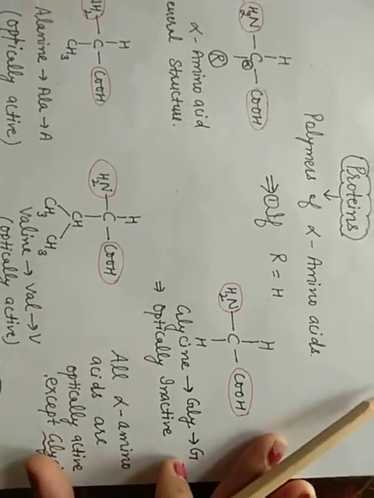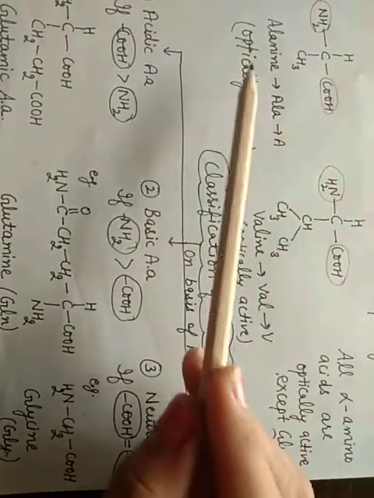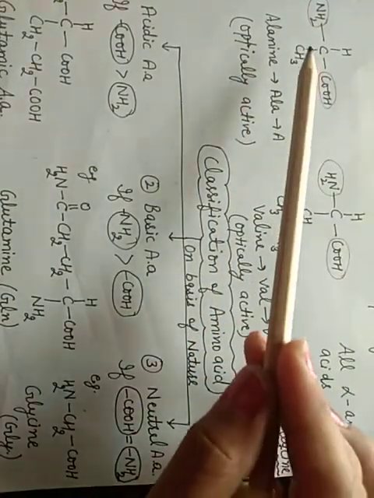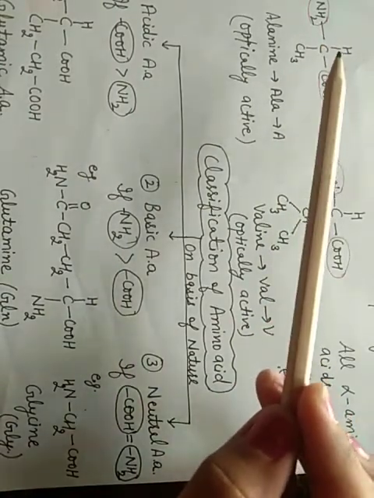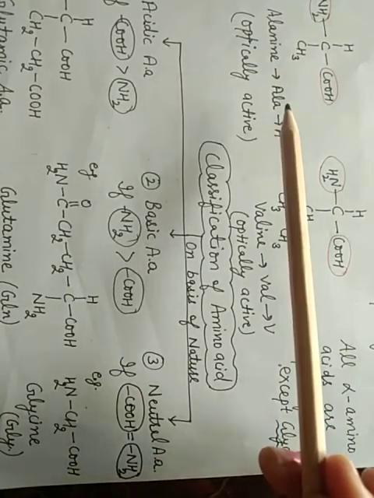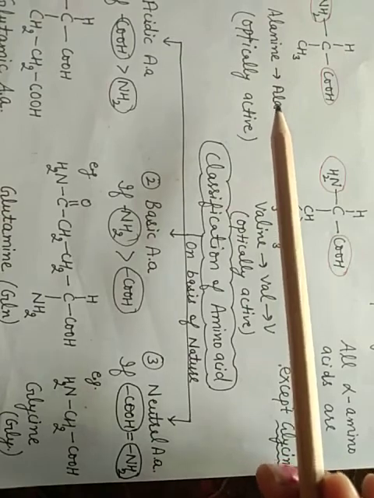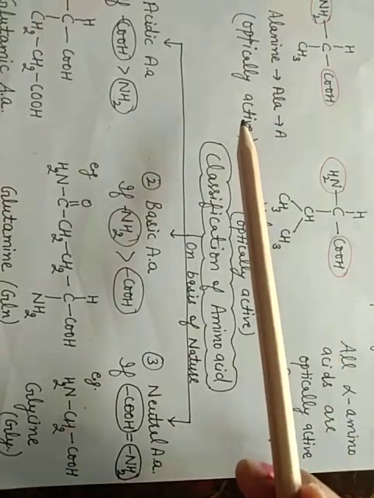Another example of amino acid is alanine. It means the R group is replaced by CH3 group. Other groups remain the same. Alanine. Its shorthand representation is the symbol ALA, A. It is optically active.